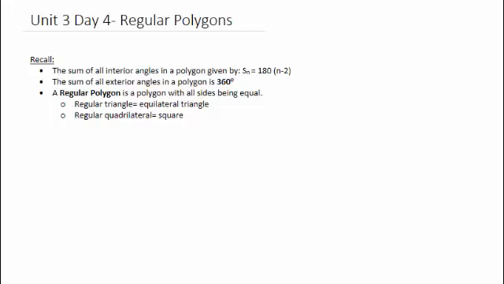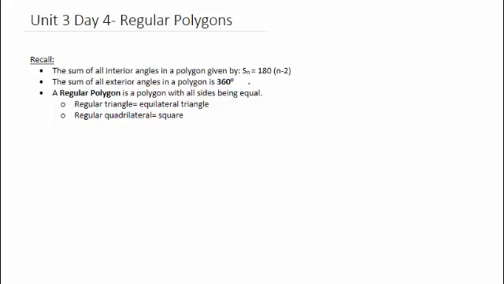Today we will be looking at Unit 3, Day 4, which is regular polygons. Before we start today's examples, there are a few things we need to recall. Firstly, the sum of all interior angles in a polygon is given by the following equation: 180 times (n, which is the number of sides, minus 2).